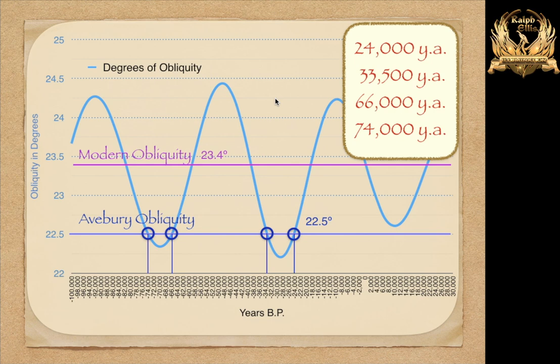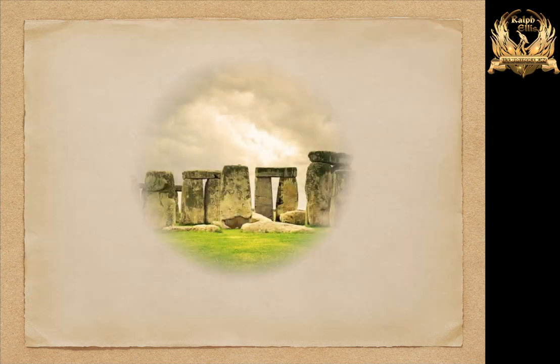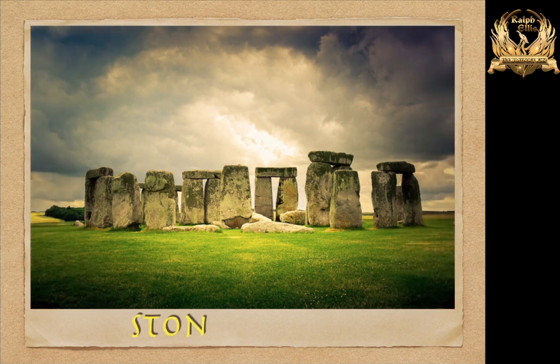Well, can we make a confirmation at all? Well, possibly, because we have another megalithic monument just up the road, which also might be pointing at some sort of celestial alignment. And that is this temple, Stonehenge. And again, we might be able to get a date out of this.